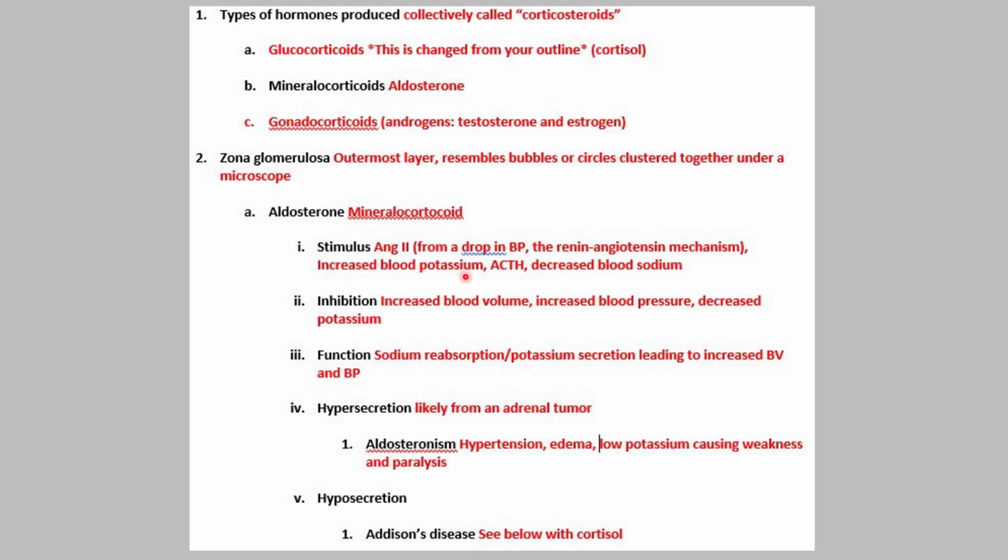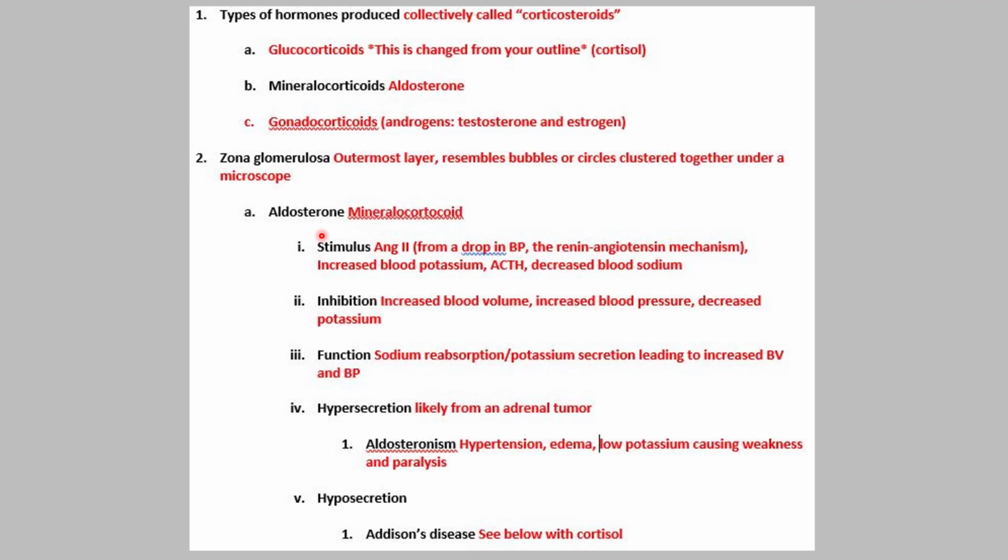Also, increased blood potassium, ACTH from the pituitary gland, which we will see in another lecture or two. ACTH, also known as adrenocorticotropic hormone, and a decrease in blood sodium. So any of these things: Ang2 resulting from a drop in blood pressure, increased blood potassium, ACTH, and a drop in blood sodium. All of those things tell the adrenal cortex to release aldosterone, specifically the zona glomerulosa.